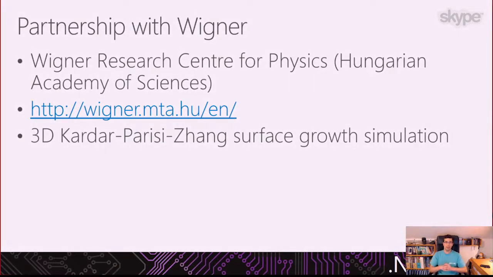Well, for example, we have recently engaged into a partnership with the Wigner Research Center for Physics. This is part of the Hungarian Academy of Sciences, and those guys are pretty smart. Most of them are physicists, some kind of physicists, and they also work together with CERN. So I'm pretty sure every one of us has heard of CERN.